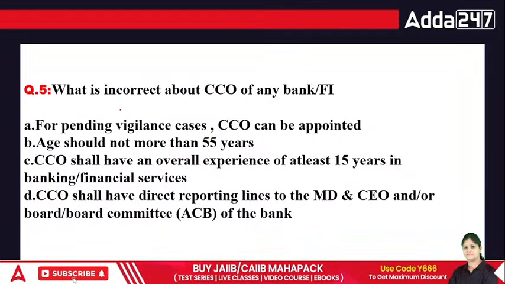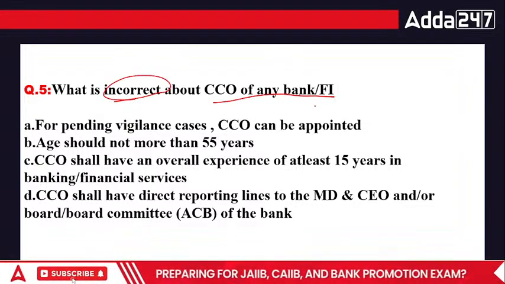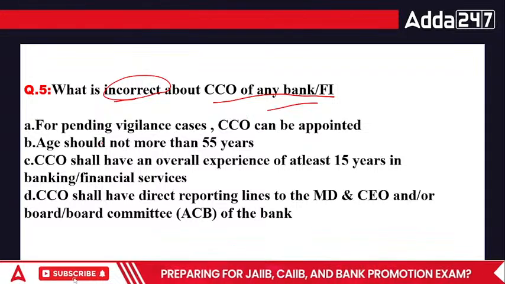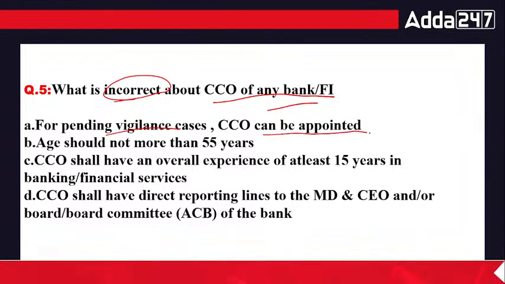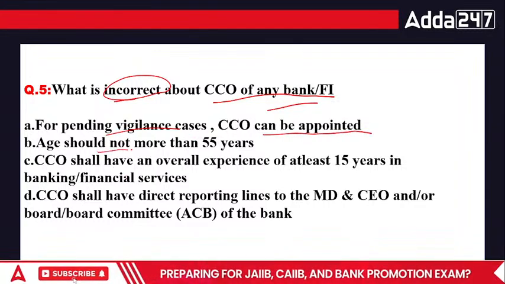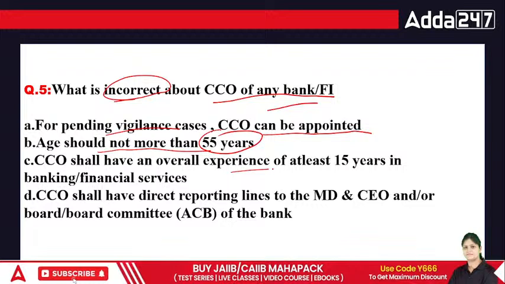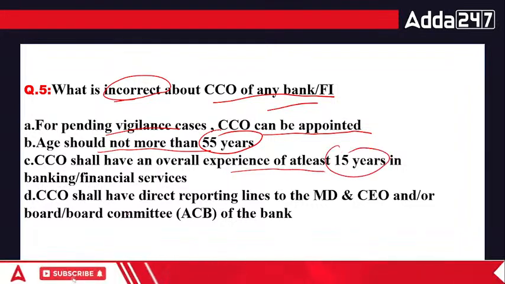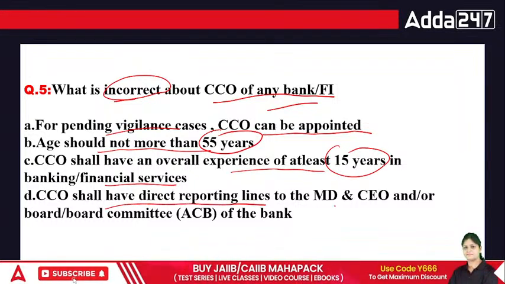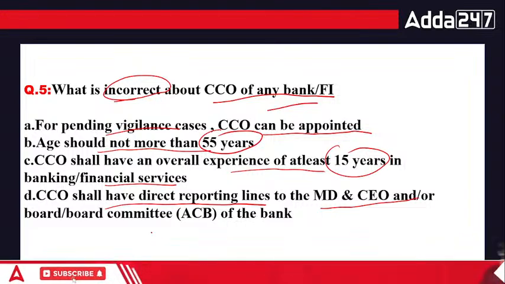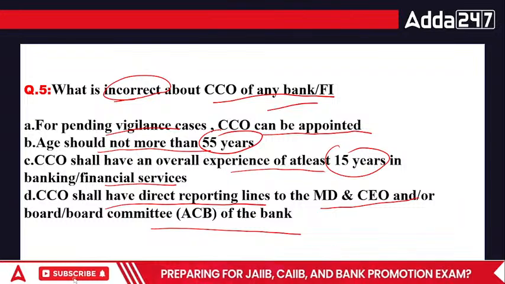Now we have question number 5. What is incorrect about the CCO of any bank and financial institution? Option A is that for pending vigilance cases the CCO can be appointed. B is age should not be more than 55 years. C is the CCO shall have an overall experience of at least 15 years in banking or financial services. D is the CCO shall have a direct reporting line to the MD and CEO and the audit committee of the board of the bank. Now tell me which one is the right answer.